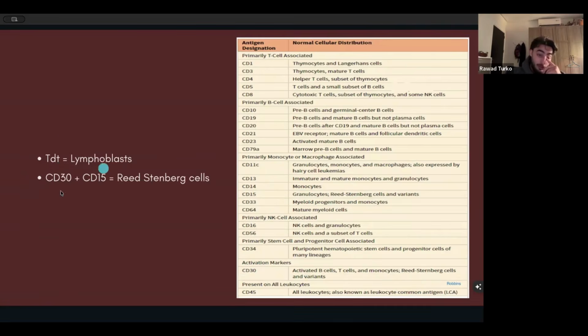Okay, two more things that I want you to remember. Again, we put here the Reed-Sternberg cells, and TdT, which is for lymphoblasts. So again, cells that have lymphoid origin, or lymphoblasts. So these are not for mature lymphocytes, just lymphoblasts. They're going to be positive for TdT.